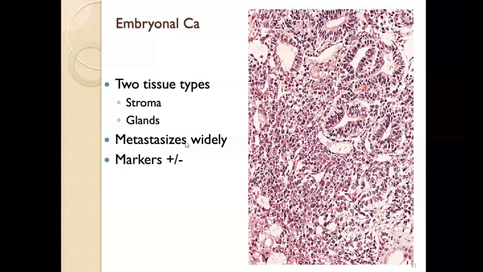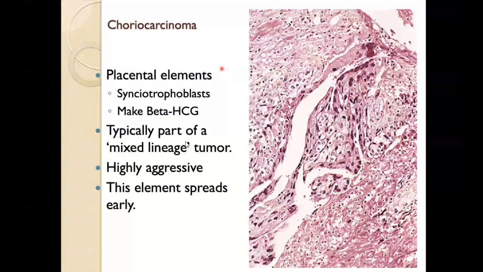Choriocarcinoma has placental elements, as I said, syncytiotrophoblasts, and they synthesize this pregnancy hormone. So it will be very high, and this should not be seen in men, of course. So if you find it in men, think of a choriocarcinoma somewhere in the body, not only the testis. So this is highly aggressive.